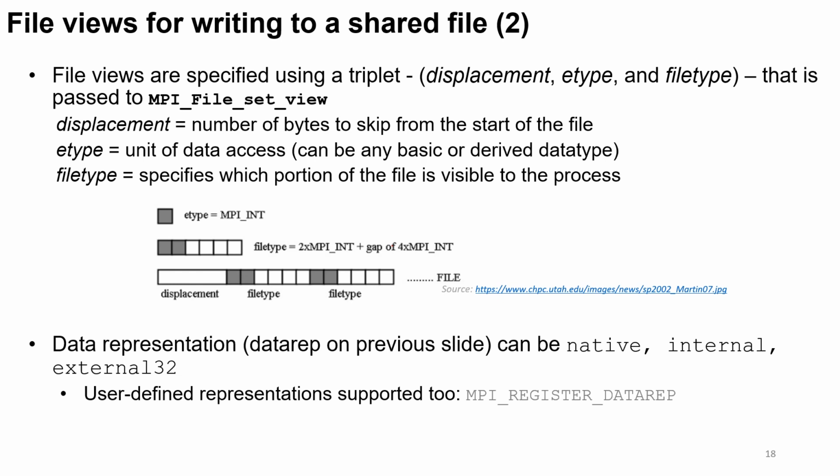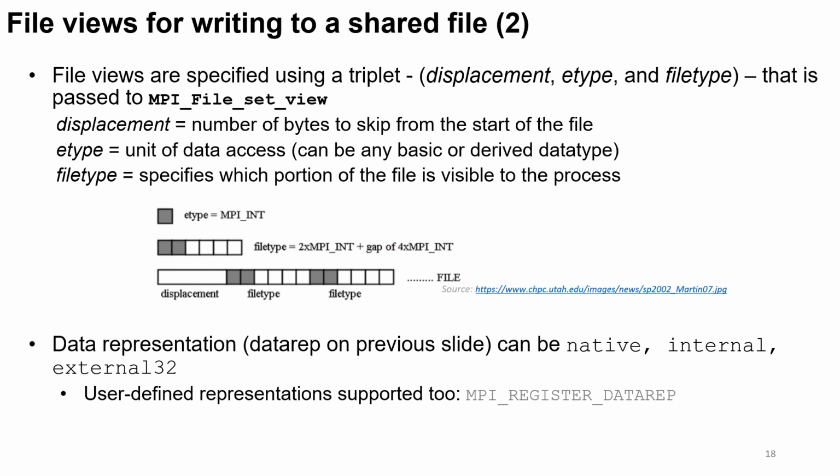Next important thing that we should understand is the data representation when we talk about file set view. The data representation can be native, internal, or external 32. The native and internal data representations are implementation dependent, while the external 32 representation is common to all implementations of MPI that facilitate file interoperability.